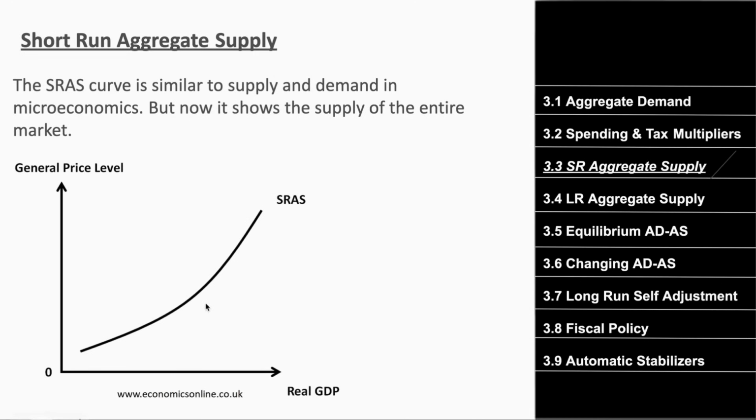Now, let's talk about supply. Just like in microeconomics, it's an upward sloping curve. This stands for short run aggregate supply. So, this is in the short run. We're seeing a positive relationship between real GDP and price. So the more GDP, the more a country produces, the higher the price of a good.